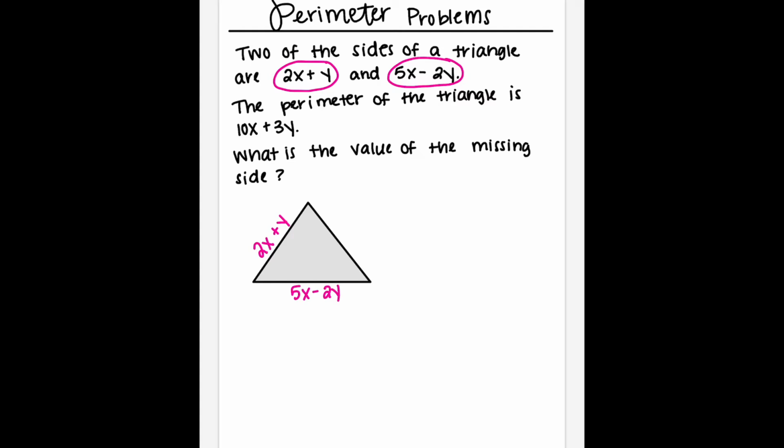We're told the perimeter of the triangle is 10x plus 3y. When you see the word perimeter, all that means is the sum of all the sides in the figure.